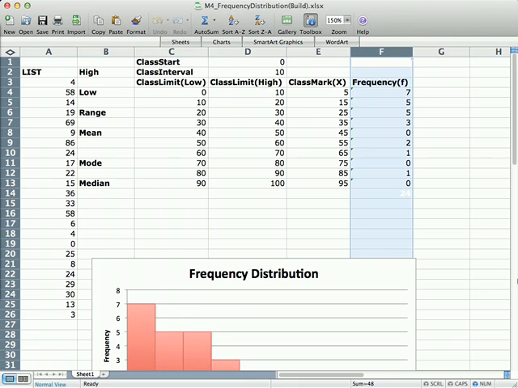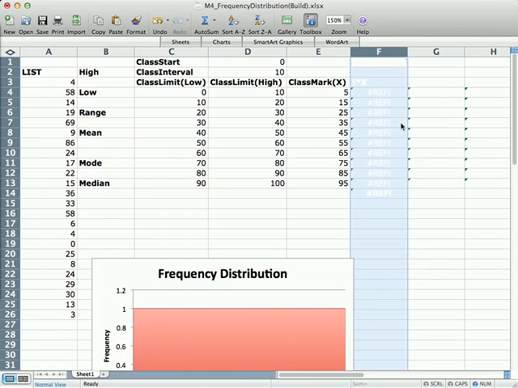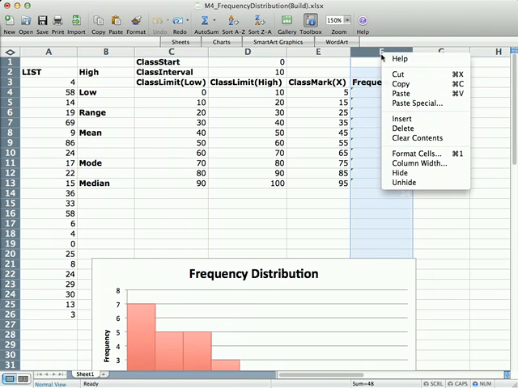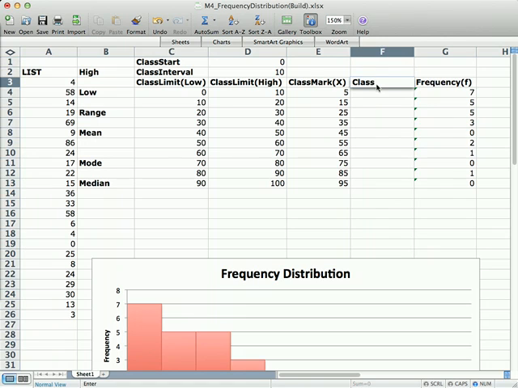Actually, let me insert a column here. Come on now, friend. Insert a column here. And I'm going to just call this the class. And I'll concatenate this and throw in a little dash and then this. Oh, actually that dash needs quotes around it, I just realized. Got to have those quotes, there we go. So now I've just got my classes represented that way.